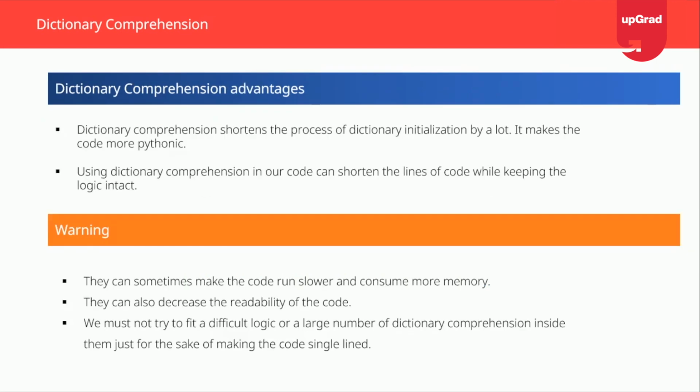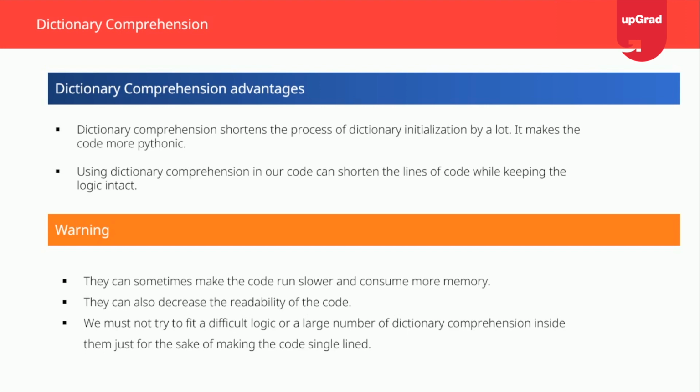Let us look at some of the advantages and some of the warnings when we use dictionary comprehension. This will make us clear when to use dictionary comprehension and when not to use. Dictionary comprehension is useful when you want to shorten the process of dictionary initialization. What does that mean? It means that instead of creating the dictionary from scratch, you can simply use dictionary comprehension for creating a new dictionary instantly. It makes the code more Pythonic as well, meaning it is the Python style or approach of programming.